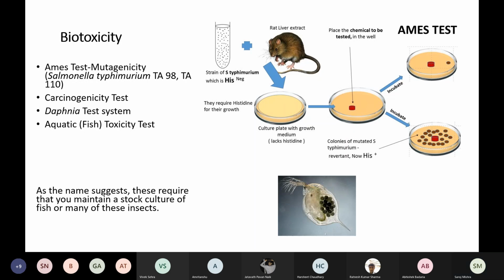Ma'am. Yeah, please go on. Ma'am, in the carcinogenicity test, ma'am, the cells are multiplied in the in the rat.